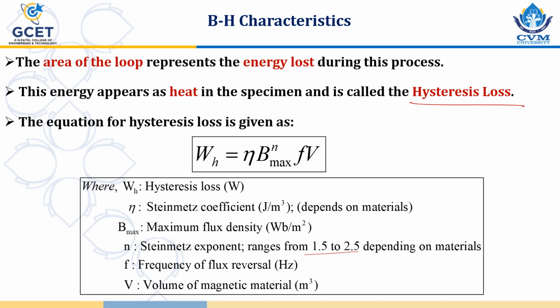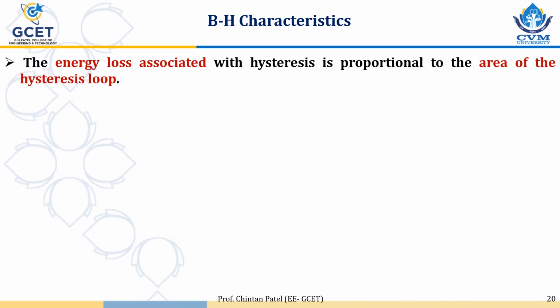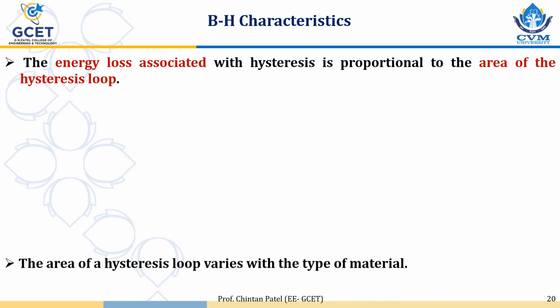F is the frequency of flux reversal in hertz. So how frequently we are reversing the flux from positive to negative, negative to positive, and vice versa. And V is the volume of the magnetic material. Please remember, V is not voltage, but it is the volume of the magnetic core, and it is given in meter cube. The hysteresis energy loss associated with the hysteresis loop is directly proportional to the area of the hysteresis loop.